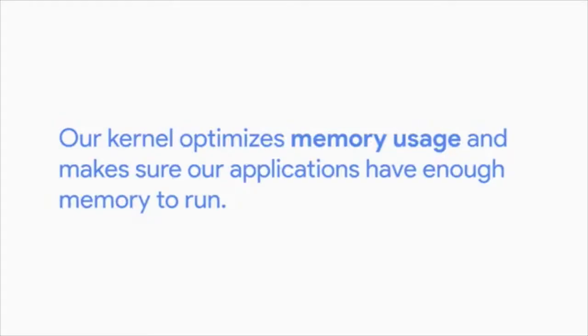It switches the execution of each different process on the CPU faster than you can blink, and it gives you the illusion that things are happening simultaneously. Next up is memory management. Our kernel optimizes memory usage and makes sure our applications have enough memory to run.